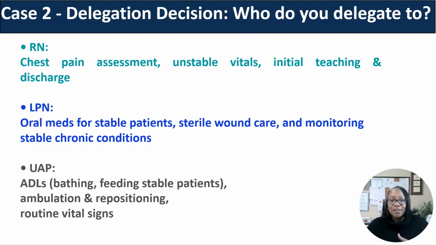All right. So the RN must do the new teaching. They must do the chest pain assessment. They must obtain the vital signs for an unstable bleeding patient. The LPN can give the oral medications for that stable CHF patient, and they can perform sterile wound care. And the UAP can reposition that stable stroke patient.